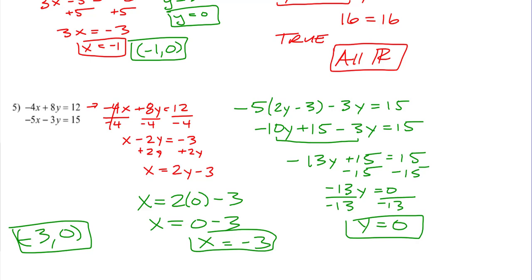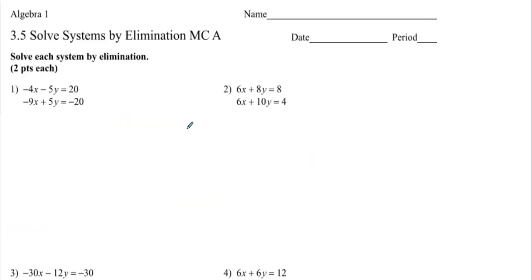Alright, last one for this unit, 3.5, solving by elimination. Okay, so remember, elimination. If we can find the same value coefficient and the opposite sign, we can just add them straight up. So here I got a negative 4, negative 9. Nope. Here I got a 5 and a 5. That is the same value. Do I have opposite signs? I sure do, so I can add these straight up. Negative 4 plus negative 9 is negative 13. Negative 5 plus positive 5 is 0. 20 plus negative 20, that is going to give me 0.